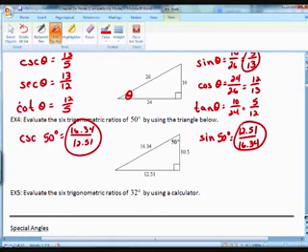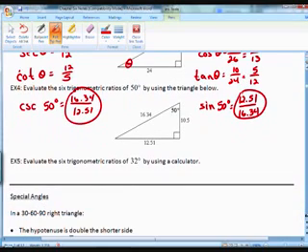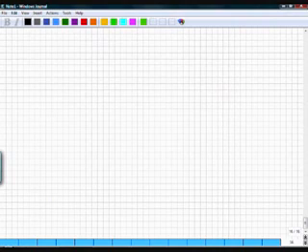It's the same thing as what we did up there. Example 5 says evaluate the 6 trigonometric ratios of 32 degrees by using a calculator. All we're doing here is finding the sine. Let me do it on this other sheet. The sine of 32 degrees.